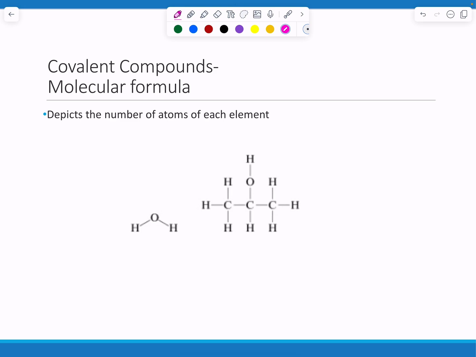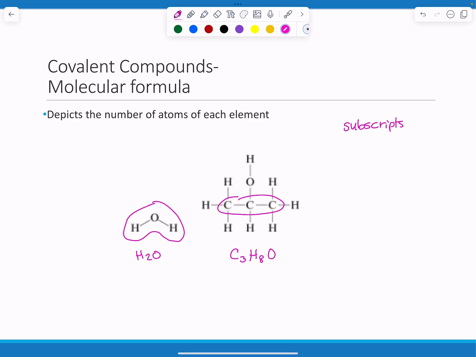Okay, so we've already written the molecular formulas for these two compounds. This was our H2O, and this was our C3H8O, with eight hydrogens, and one O. So subscripts tell the number of atoms of that element.